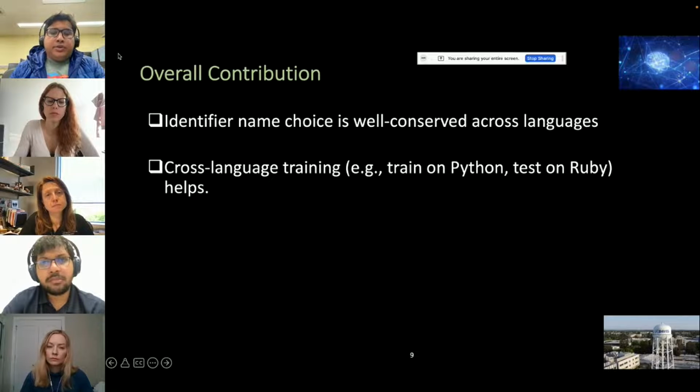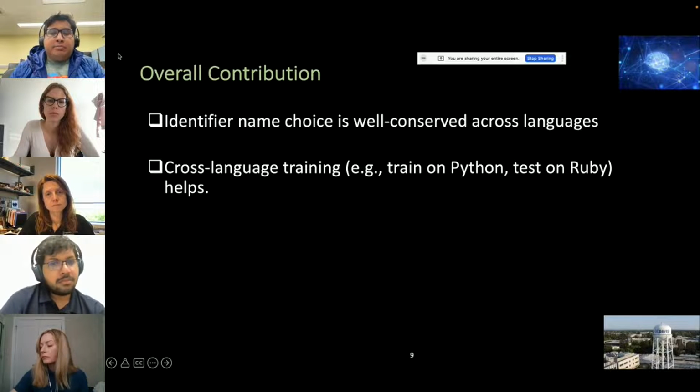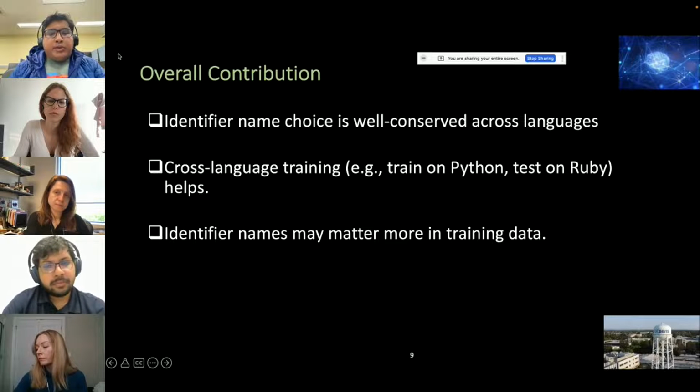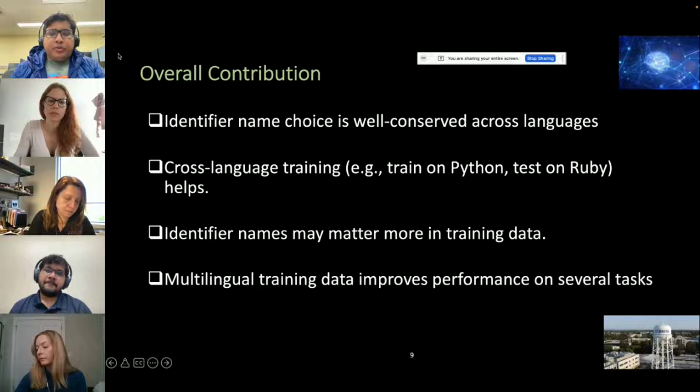cross-lingual training helps. So you have a smaller data set in Ruby and a much larger data set in Python. If you train the model with Python data, that may perform well on Ruby. And the identifier names may matter more in the training data. We have a research question to support this statement. And finally, we presented that multilingual training data improved performance on several tasks. So thank you.